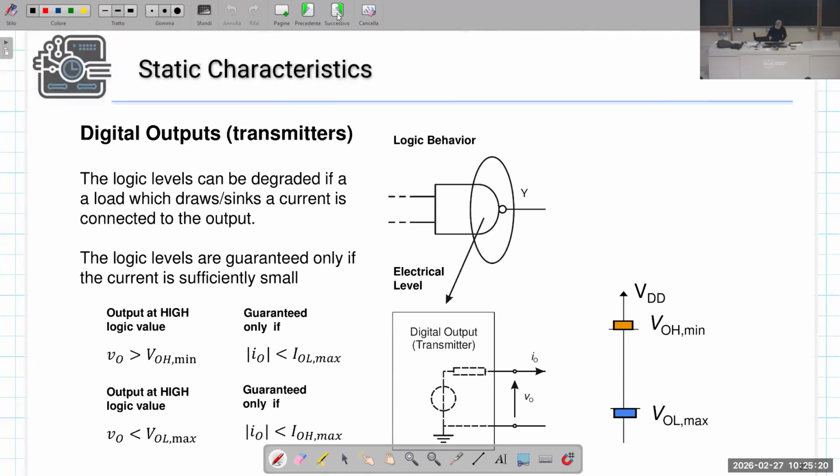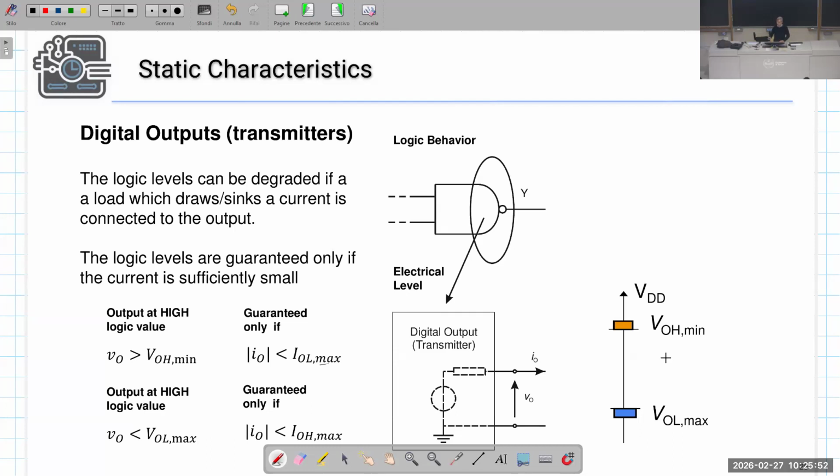Now let's see. Actually, the slide on the current was there, but it was not in the correct order. This is the slide about the maximum current at the high level and at the low level that I have mentioned before. By the way, this is related to digital outputs and not to digital inputs. So I will correct the order of the slides and share again.